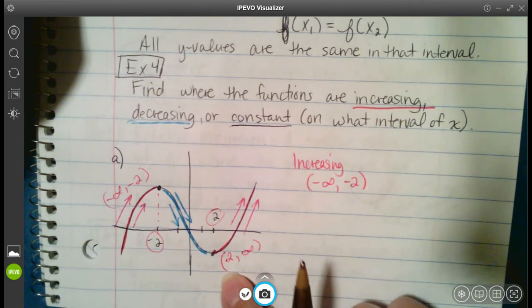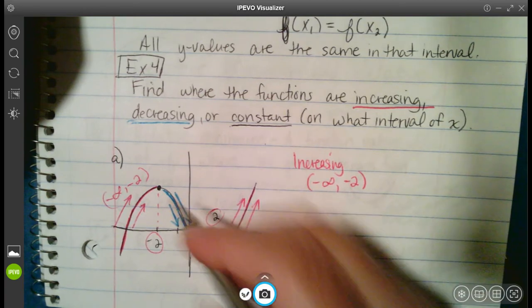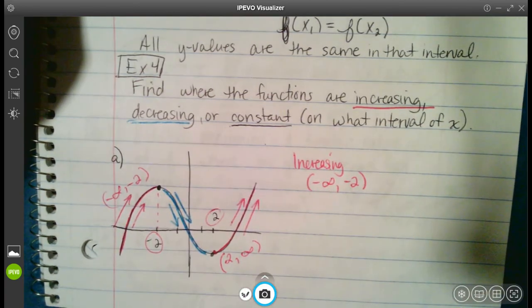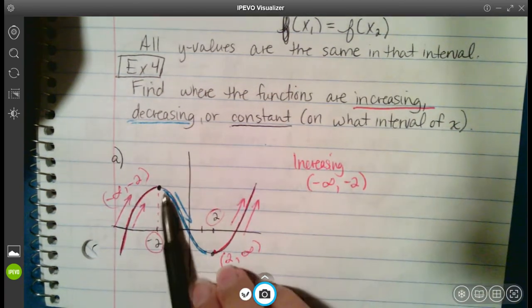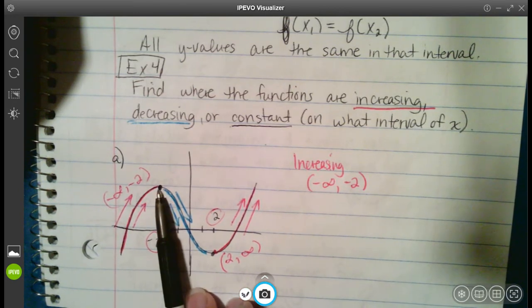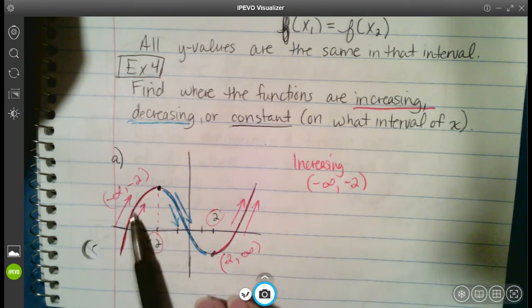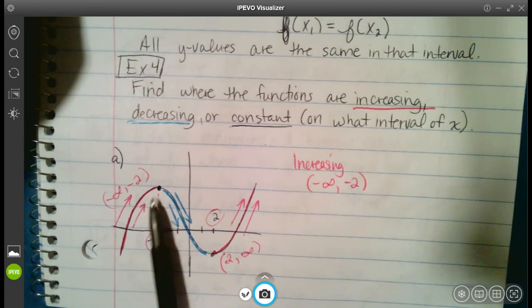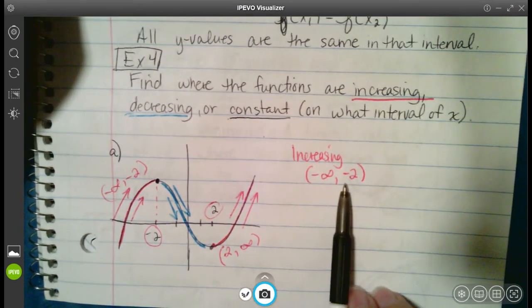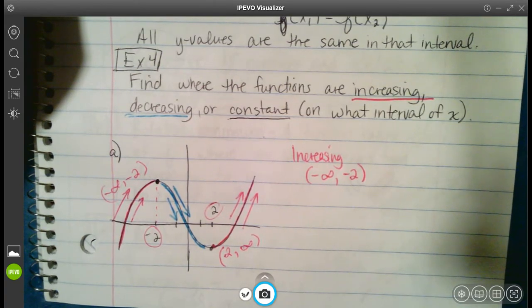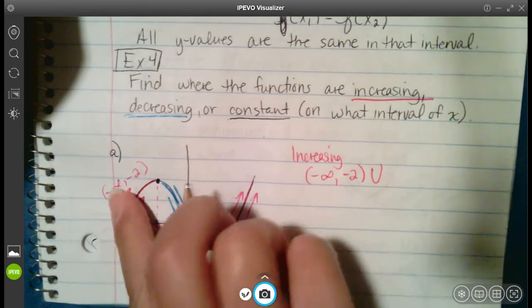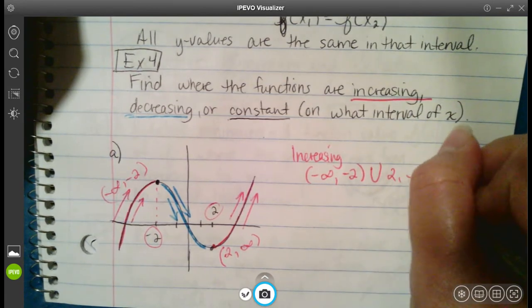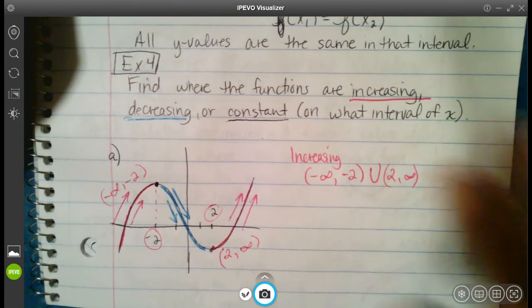Notice that I'm not including a bracket for this because at this exact point, 2, the graph is neither increasing or decreasing. It just kind of is. If you include it in one and don't include it in the other, or include it in both of them, it's not going to make sense. It's one or the other or none. So for our purposes, we're just going to leave it as a parenthesis. It's increasing in two places, here and here. So 2 comma infinity.